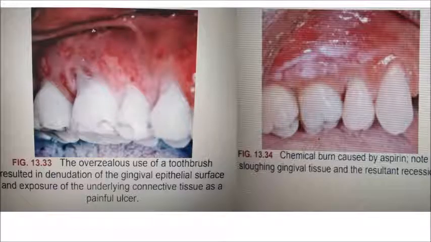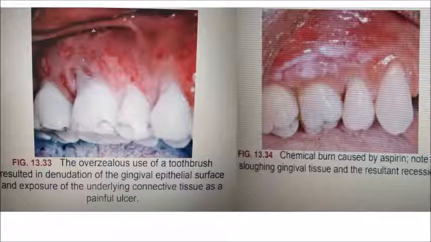So this is the final slide. I wanted to show this to you because I had got confused seeing this figure. This is from Carranza. Seeing the first figure, I thought it is some kind of aspirin burn. This is actually toothbrush trauma. The overzealous use of a toothbrush results in denudation of the gingival epithelium and exposure of the connective tissue, resulting in a painful ulcer. So toothbrush trauma is depicted in figure 1. You can see gingival recession as a result of toothbrush trauma, and the ulcers.